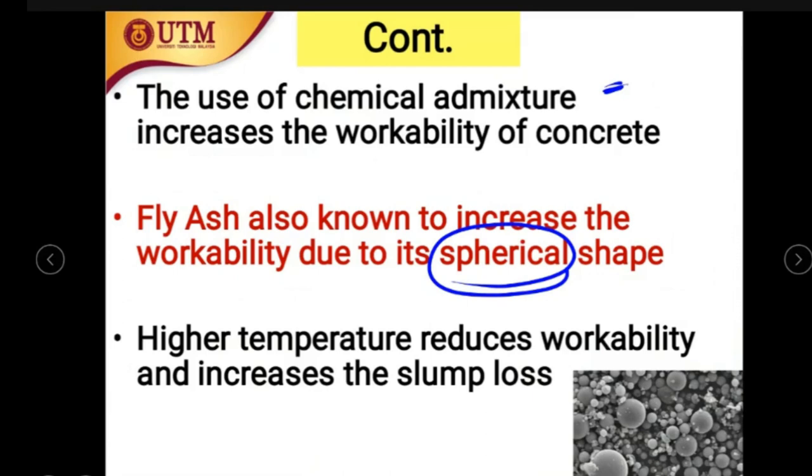Higher temperature will reduce the workability and also increase the slump loss. So this is what I said: the water from your mixture has the tendency to evaporate to the atmosphere due to the higher temperature.